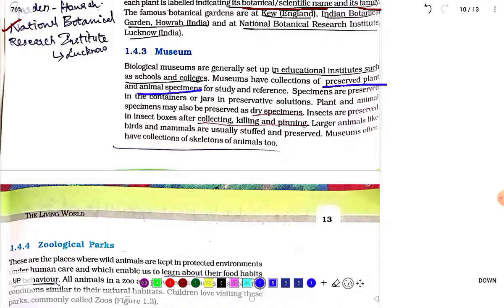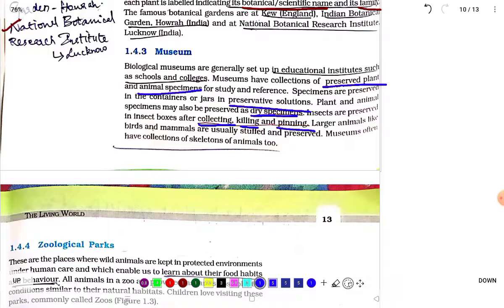Specimens are preserved in containers or jars and in preservative solutions. Plant and animal specimens may be preserved as dry specimens. Like in case of insects, it is put on an insect board. It is collected, killed, and pinned. Note the three processes here. It is also stored in jars which consist of preservative solution, and it is also stored as dry specimens. There are three processes: collecting, killing, and pinning it.